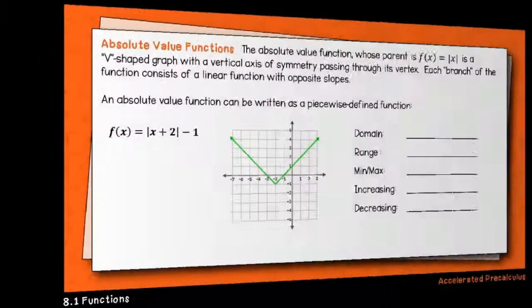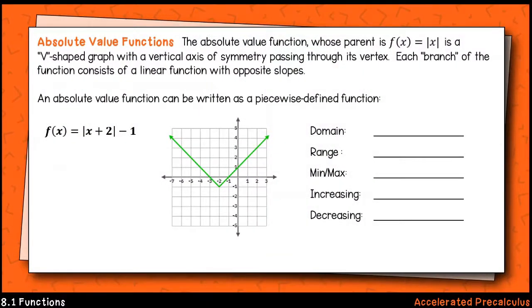Absolute value functions are an example of a piecewise function. The parent function f of x equals the absolute value of x is a V-shaped graph with a vertical axis of symmetry passing through its vertex. Each branch of the function consists of a linear function with opposite slopes. An absolute value function can be rewritten as a piecewise defined function.